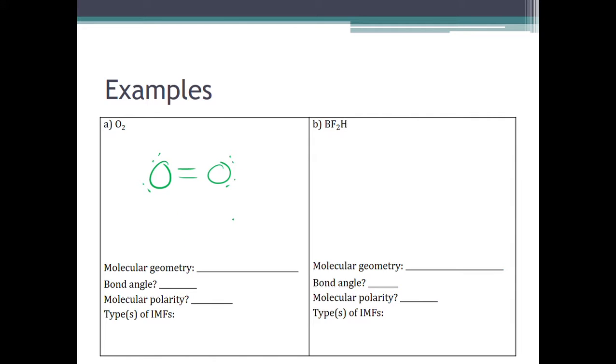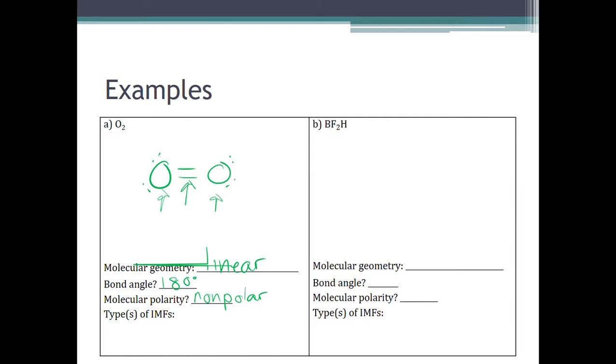So if you have 2 atoms bonded together, there's exactly one way to do that, and that is with a linear molecule. And if it's linear, that means our bond angle is going to be 180 degrees. Here we've got 2 of the exact same atom bonded together. There is no difference in electronegativity between this oxygen and this oxygen. So as a result, this is a nonpolar bond. And since this is a nonpolar bond, the molecule as a whole is nonpolar.